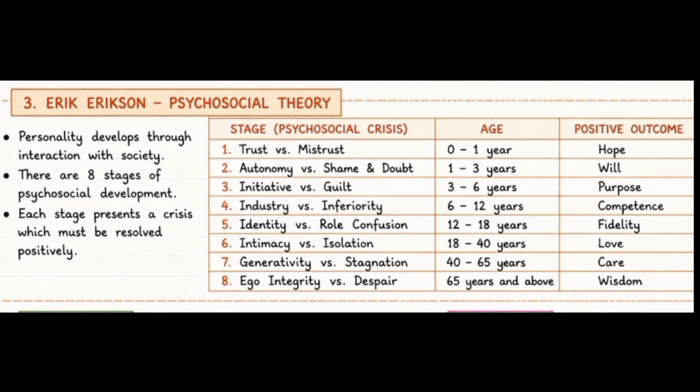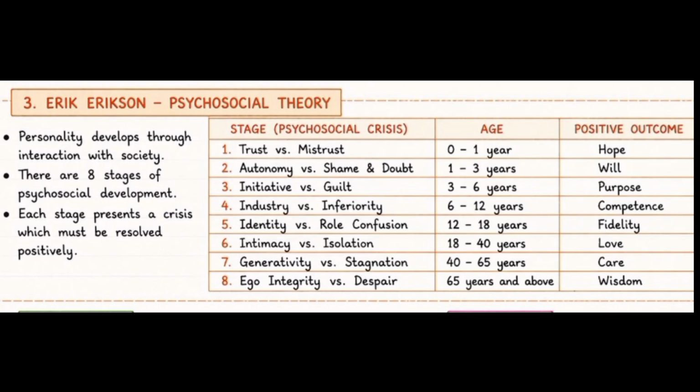Fifth, identity versus role confusion, 12 to 18 years. The positive outcome is fidelity. In identity, fidelity is the basic strength developed in this stage. In role confusion, if the child is not identified by his parents, teachers, peer group, etc., then the child develops role confusion and thinks that they are not important and their role is not important in their family and school. In identity, they are to be identified in their peer group. They feel superior when they are identified by their parents and teachers.